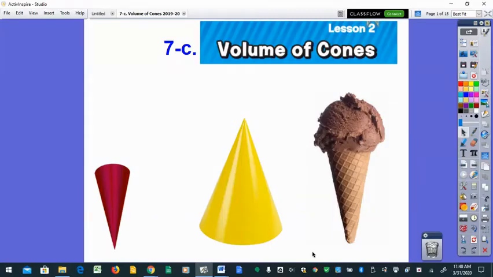With one of my favorite 3D shapes because it holds ice cream. Who wouldn't love that? Anyway, we're going to do a new shape, which is the cone, and we're going to talk about how much stuff fits in a cone. So we're going to be calculating volume.